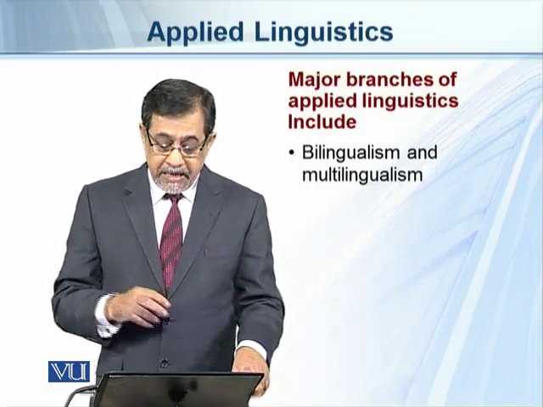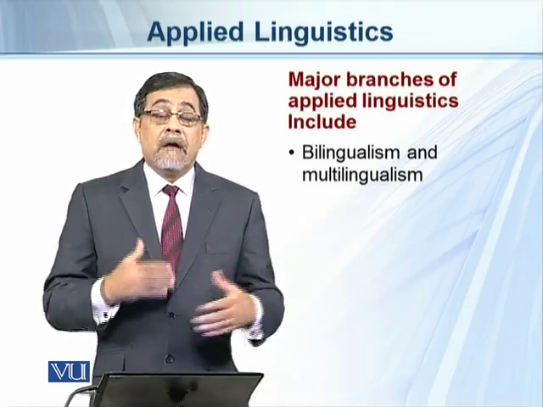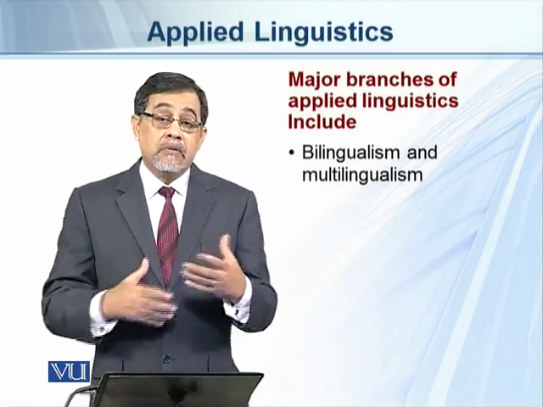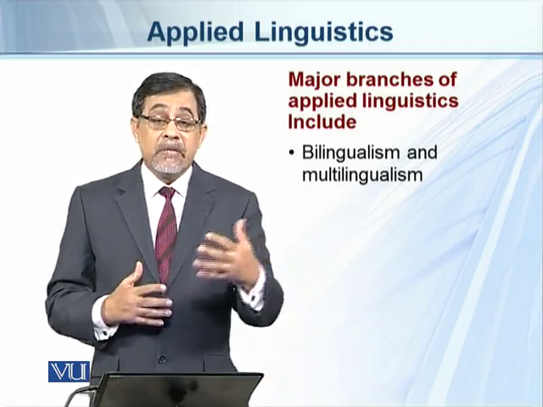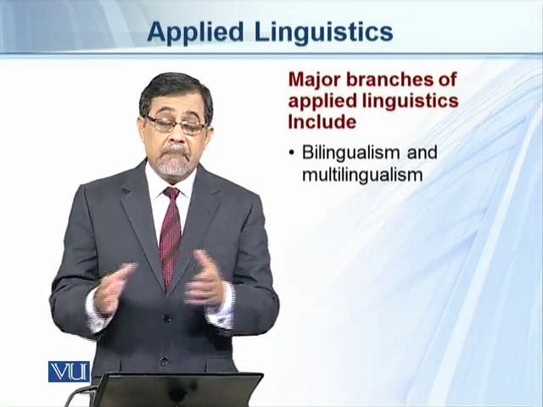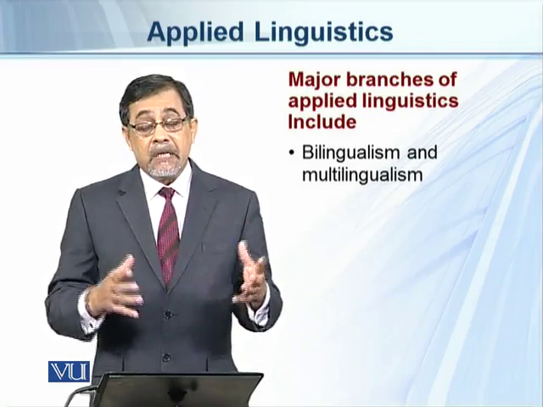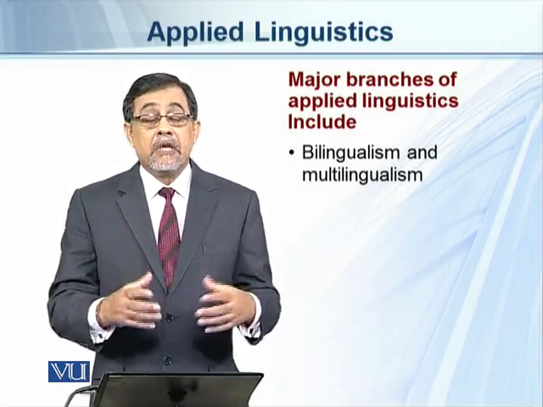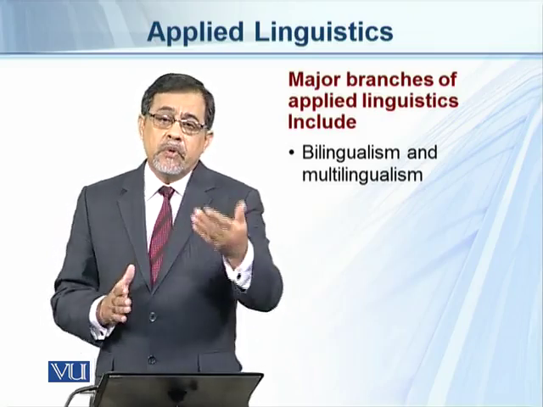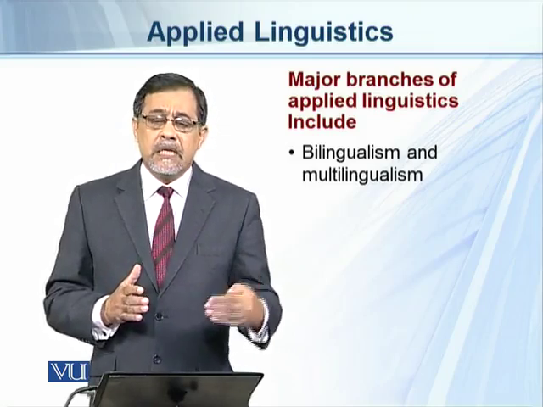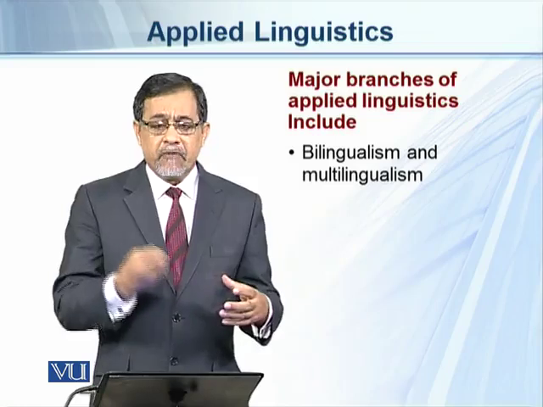Major branches of applied linguistics include bilingualism and multilingualism. Obviously, in Pakistan we use language as bilinguals. For example, we use Urdu, Punjabi, even English. So multilingualism involves using more than two languages, and sometimes it also refers to using one language for internal purposes and one for external purposes, like having some lingua franca.